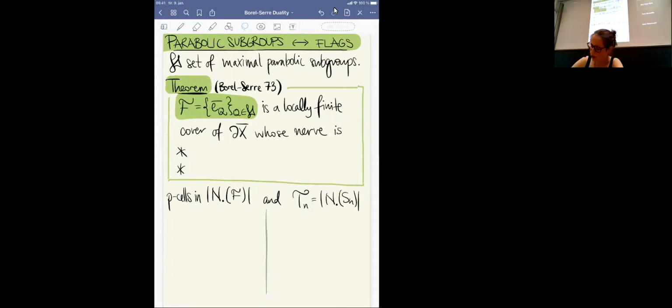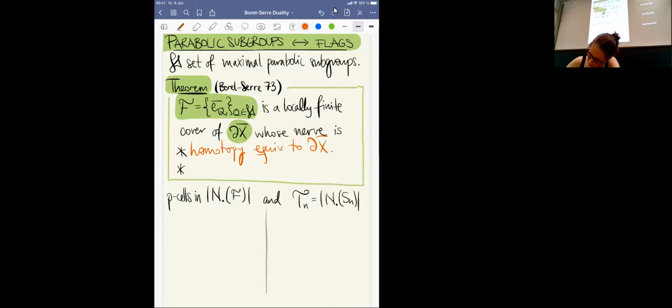This is a locally finite cover of the boundary, and the nerve of this cover is, first of all, homotopy equivalent to the boundary, to what it's covering. There's also some technical work included in this, but this is a case of the nerve theorem, identifying when the nerve of a cover is homotopy equivalent to what we're covering. I won't get into this.